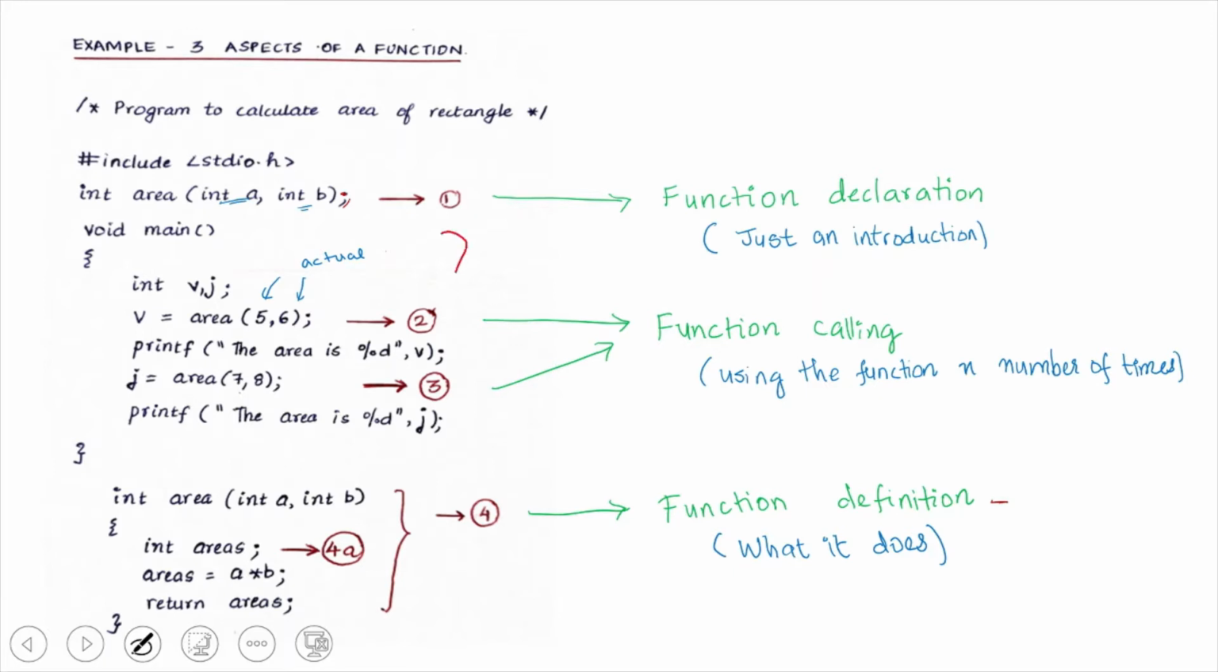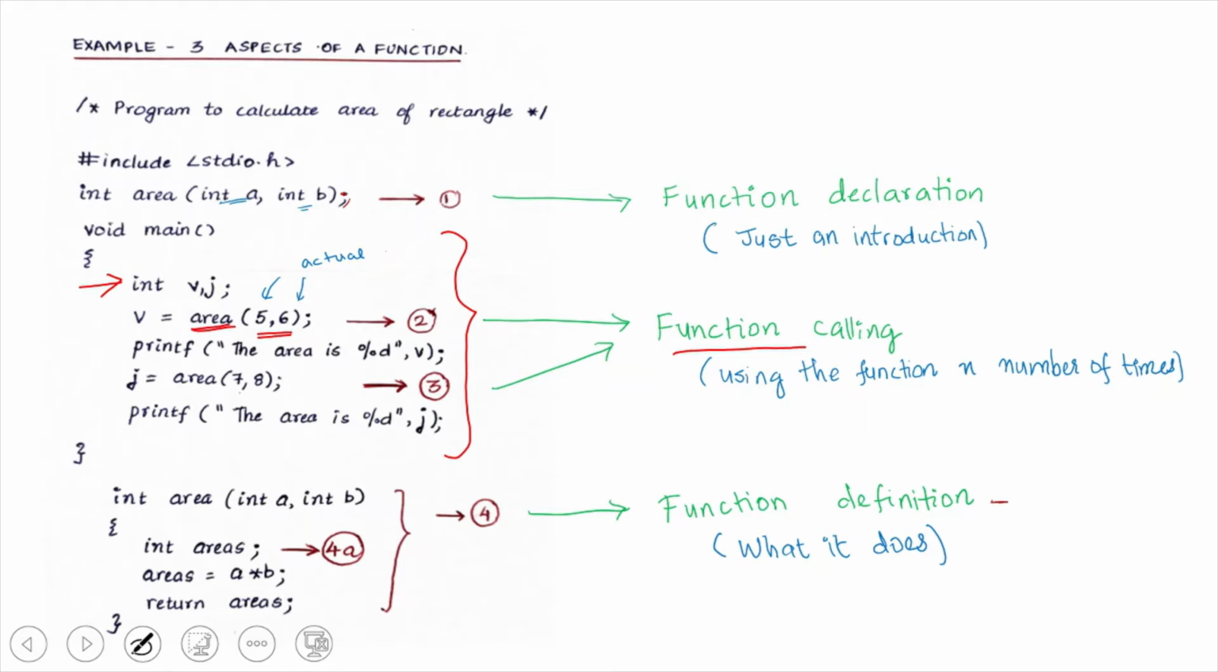Next, all C programs should have one main function. So we have to write the main function. And inside the main function, we can do function calling. Inside this, we are going to declare two variables and pass two arguments, 5 and 6, or you can give any variables also, that are passed to the function named area.